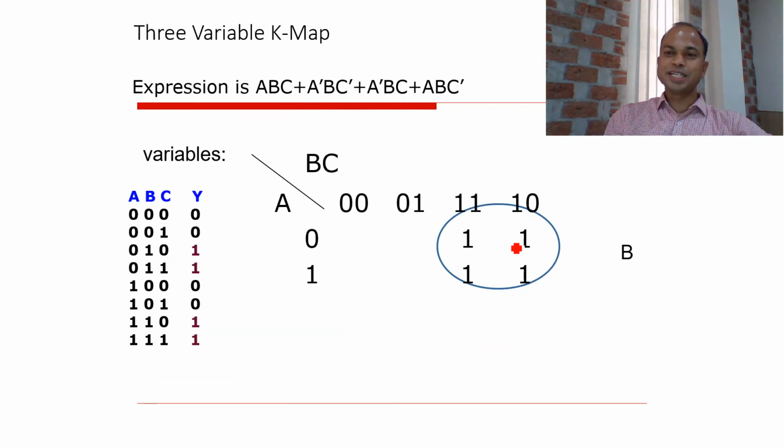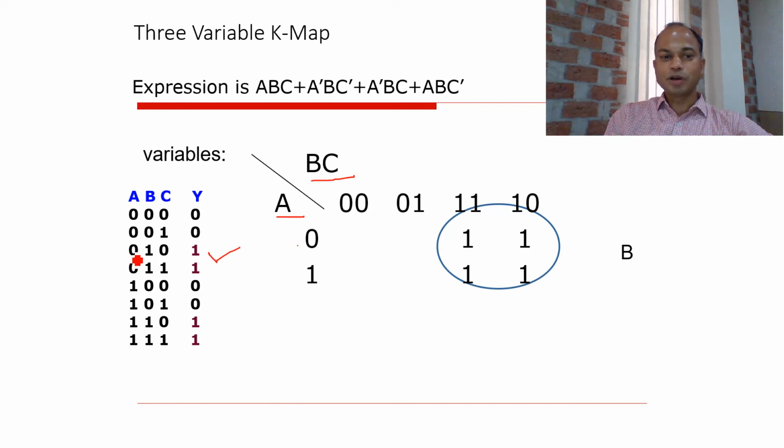Now we are checking the case of three variables. If we have three variables, then for the row we use A, and for the column we use B and C. In this way we have written 0 1 0 0 0 1 1 1 1 0. If this particular function is given, then we have to take all the ones. So this is the one.